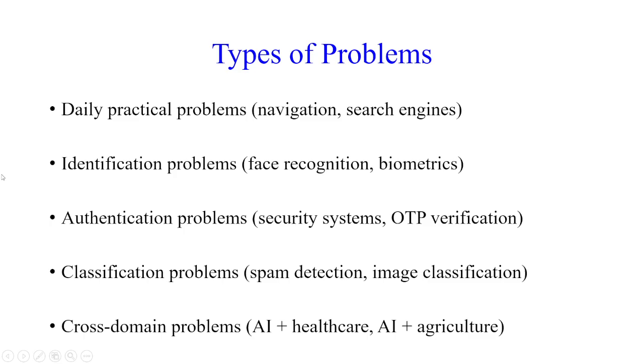Suppose you're traveling from A to B, then it gives you the fastest or the shortest path. It tells you where the traffic is, and what other route you can take. These are the practical cases where AI is used in our day-to-day life.